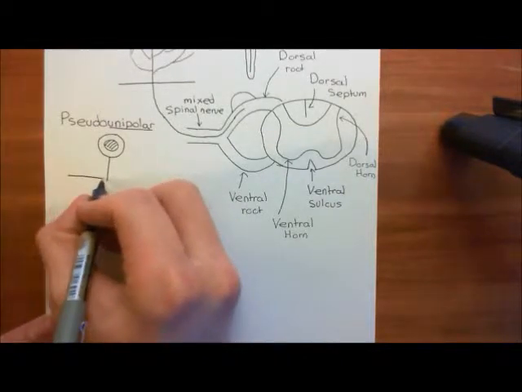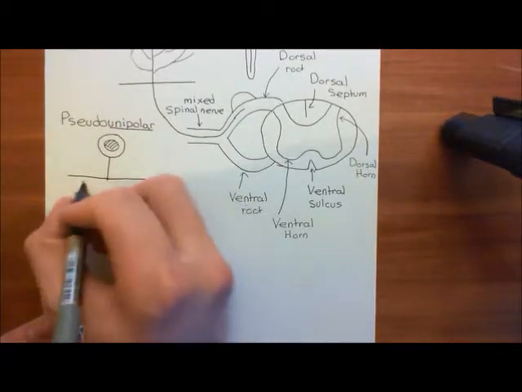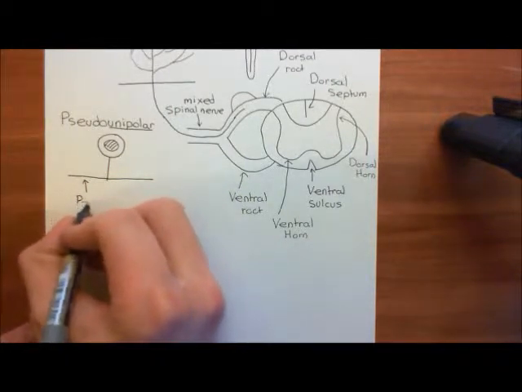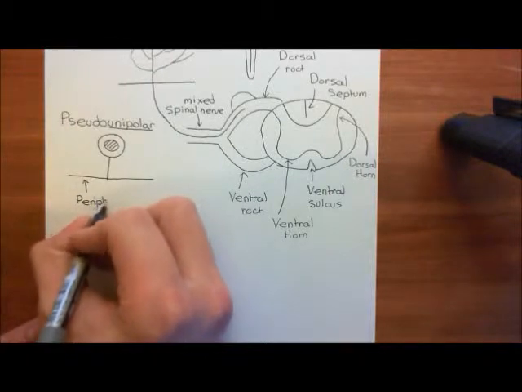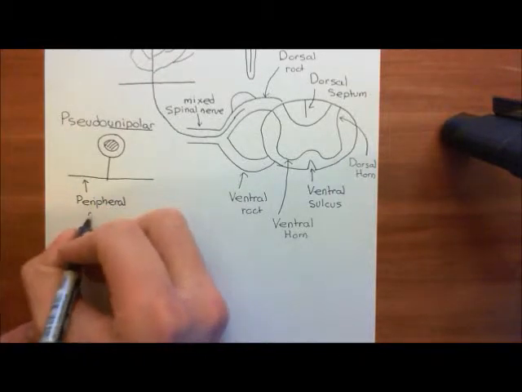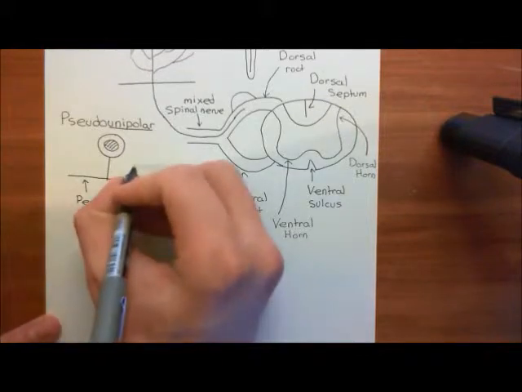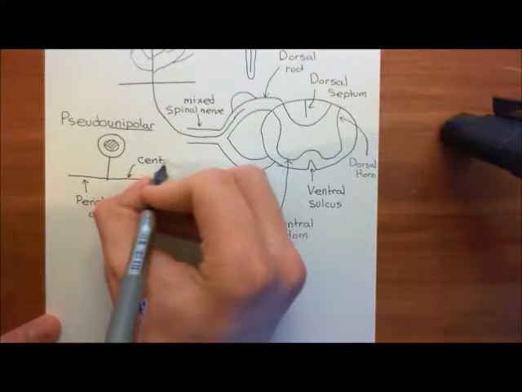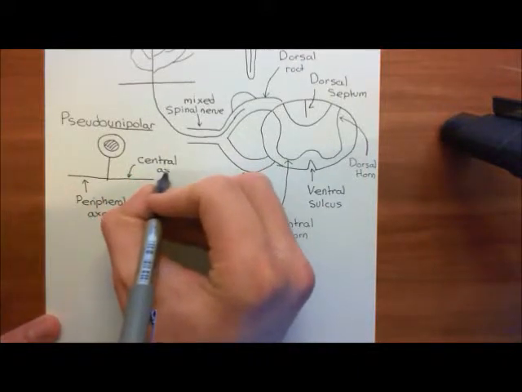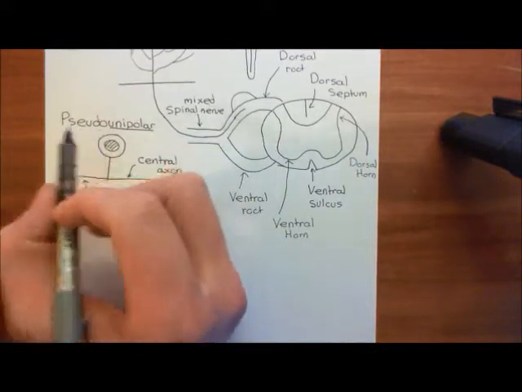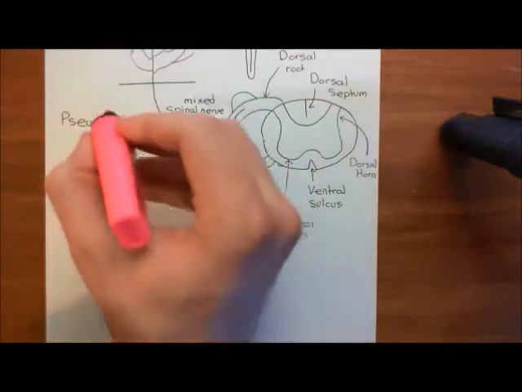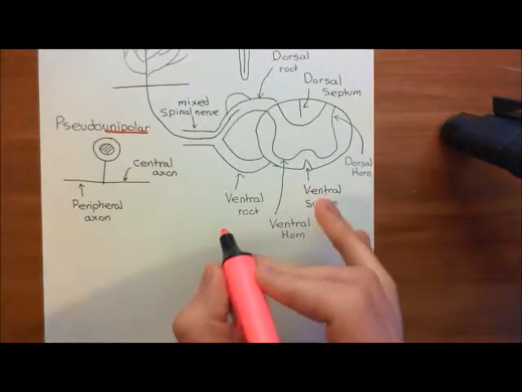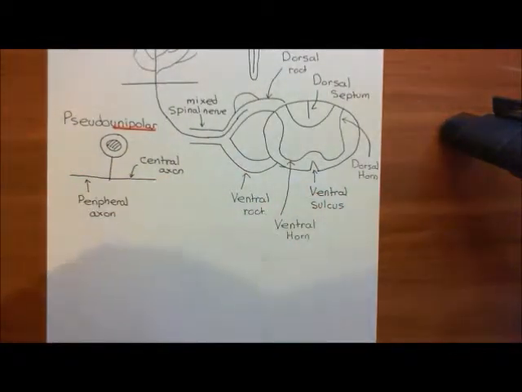The problem is this then divides into two separate processes. One axon will go and innervate the peripheral tissue, called the peripheral axon, and then another axon will go centrally into the central nervous system and deliver the action potential into the central nervous system, and this is called the central axon. So they're pseudo-unipolar because even though they strictly speaking are unipolar, functionally it's as though they're bipolar. They've got two processes, basically.